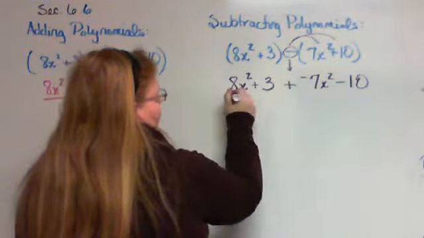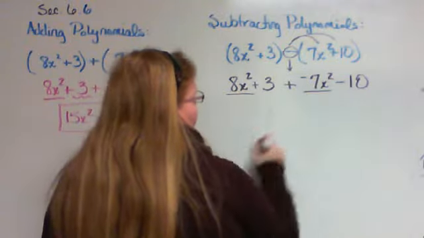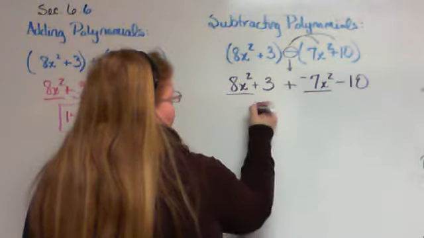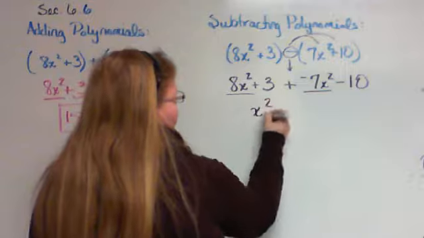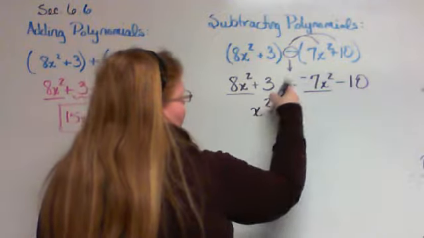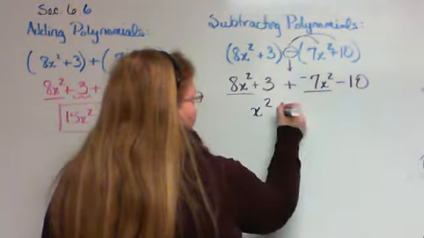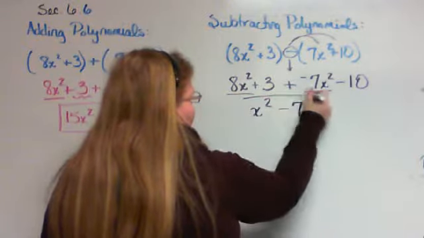So here I have 8x squared and a negative 7x squared. So that leaves me with a positive x squared. And then 3 minus 10 is a negative 7.